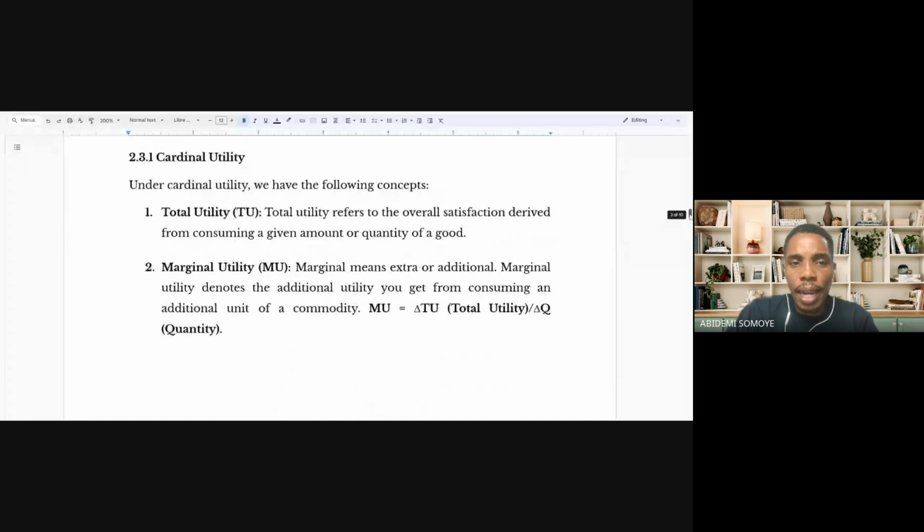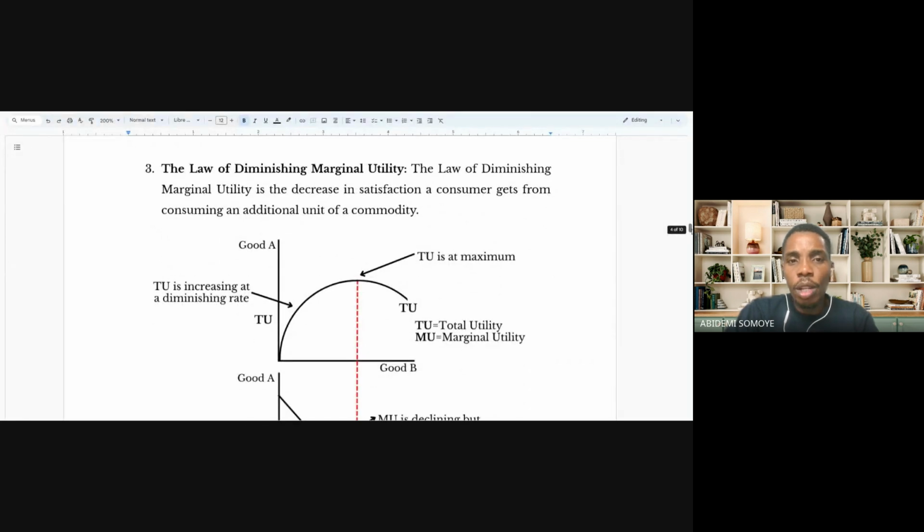And also under cardinal utility, we have the law of diminishing marginal utility. What does the law of diminishing marginal utility say? It is the decrease in satisfaction a consumer gets from consuming an additional unit of a commodity. So let's use this graph to explain that.